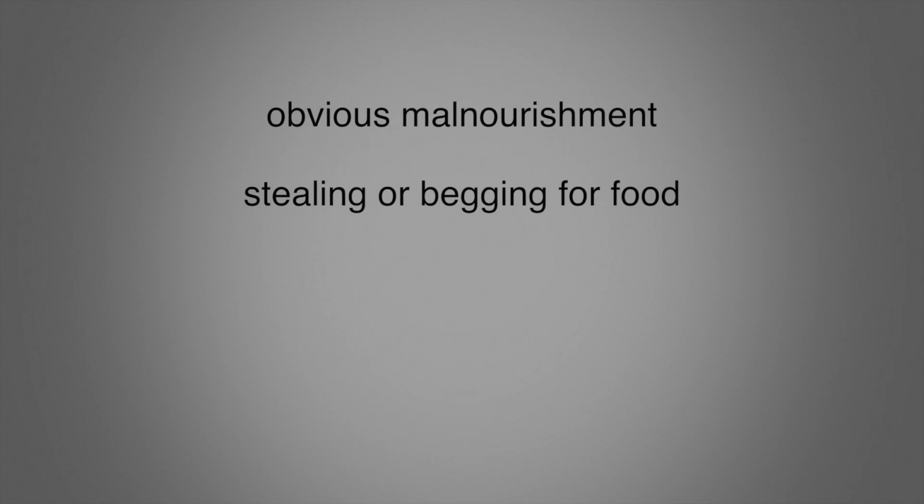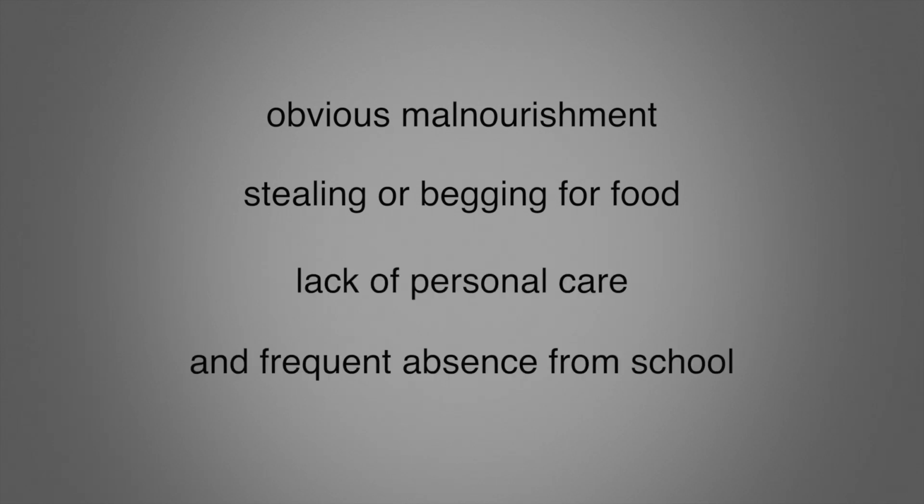Common indicators of maltreatment include obvious malnourishment, stealing or begging for food, lack of personal care, and frequent absence from school. As soon as you suspect abuse or maltreatment, you must report or cause a report to be made to the Central Register via the telephone hotline. The hotline is open 24 hours a day, 7 days a week to receive your call. The timeliness of your call is vital to the timeliness of the intervention by local Child Protective Services.